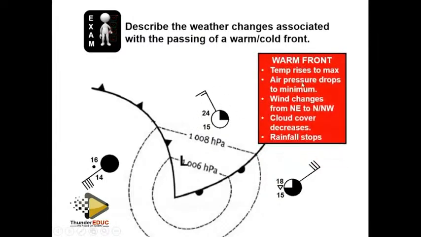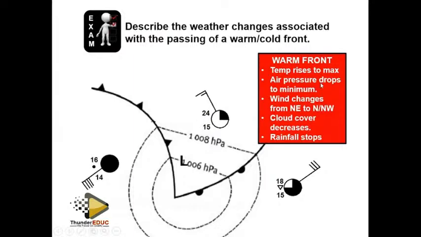So, at the warm front, temperature rises to the maximum. Okay, so that's why you see the warm temperature. The temperature here is 24 and 15. The difference is also not that big. But when you come here, it is 16 and 14, which is a bit lower than what is happening here.